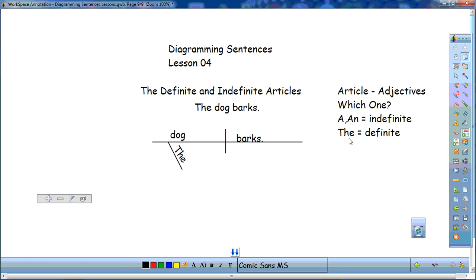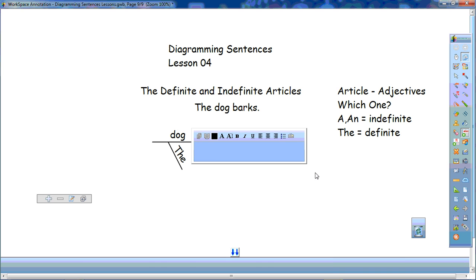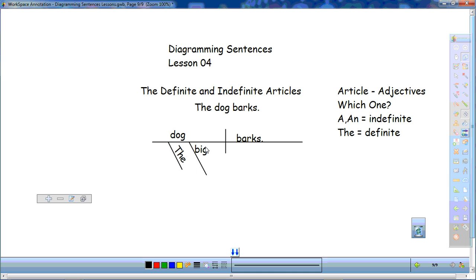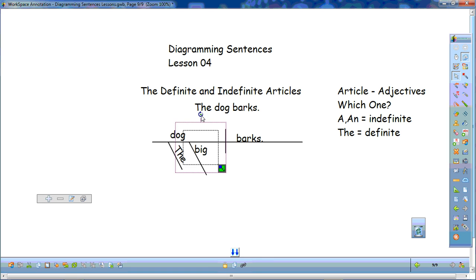Now, had I gone in here and added some words to it, I could have said, the big dog barked. And in that case, I put big here. I draw a diagonal line here. And then I'd rotate big here. And we could have it that way. And I could have the big black dog barks, or I could have the big black happy dog barks.